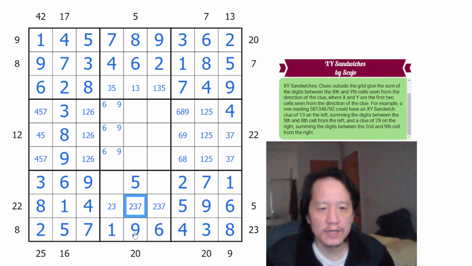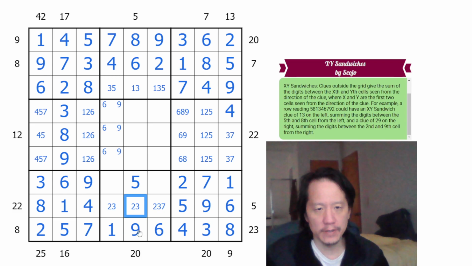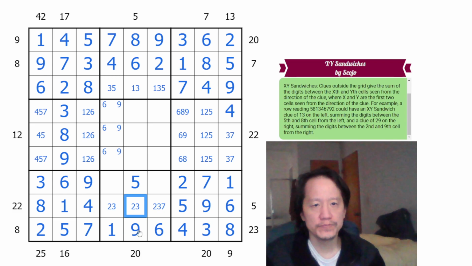So between the 9th digit, cannot be the 9th and 7th digit because that's only one digit. It's the 2nd or the 3rd digit. Has to add up to 20. Between the 9th and the 2nd digit, we already know 6, 8, and 9 are outside. So that's 23. So that does not work.